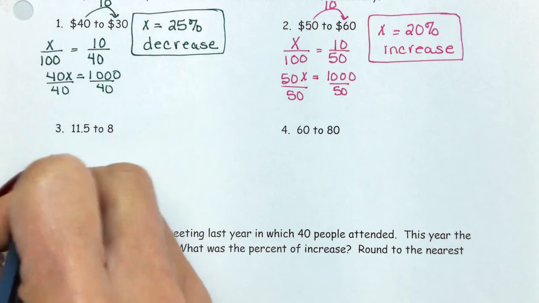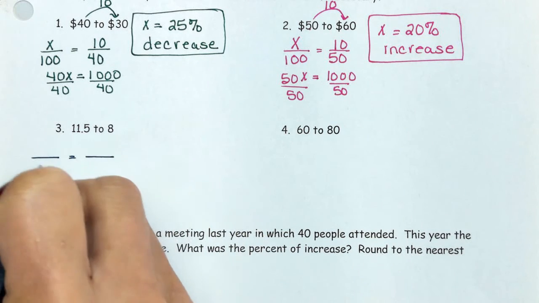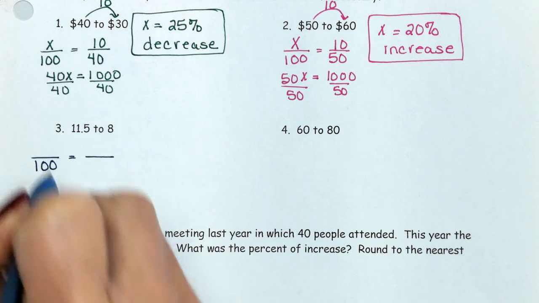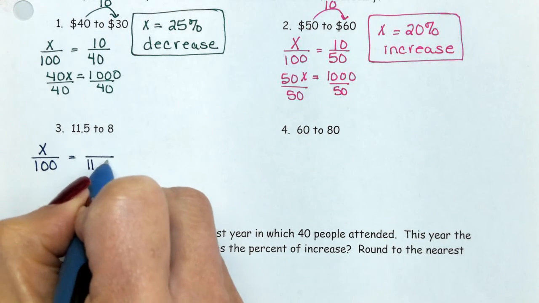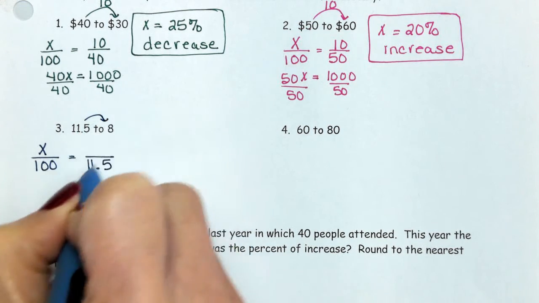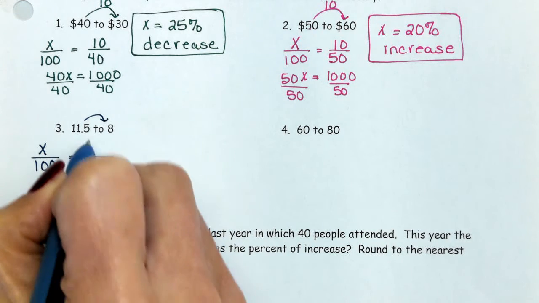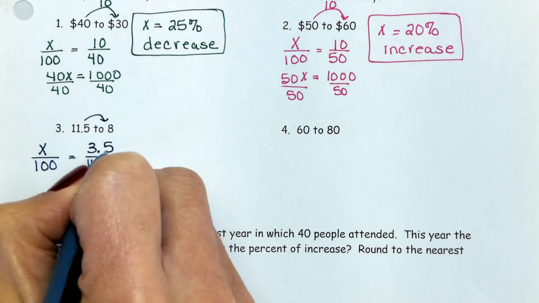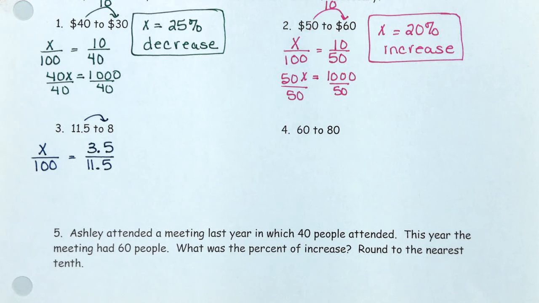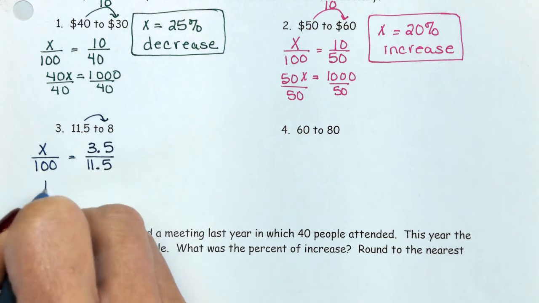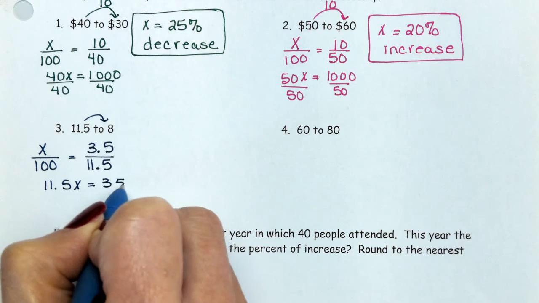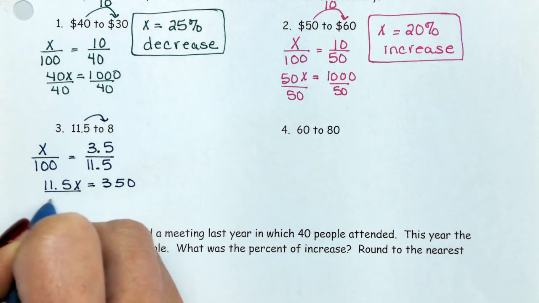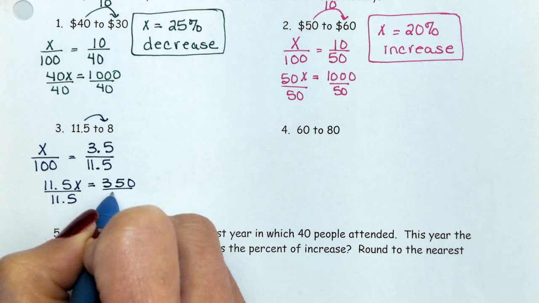11.5 to 8. I'm going to put in my 100. I know my percent is missing. Originally, it was 11.5. And then I went down to 8. So I need to subtract those two. That's going to give me 3.5. Okay? Cross multiply. 11.5x equals 350. Divide by 11.5.